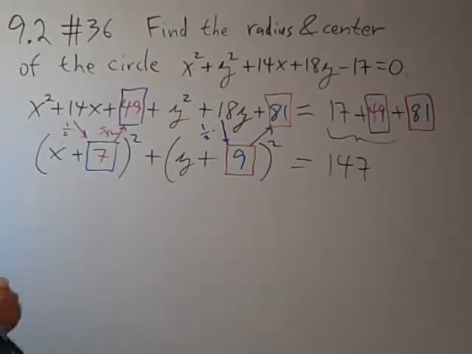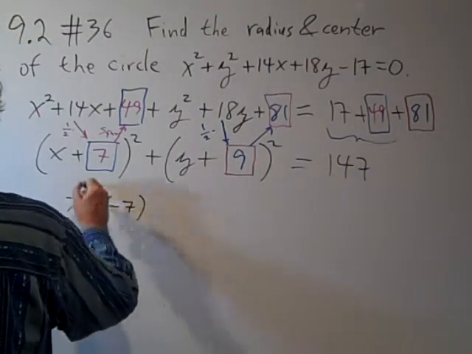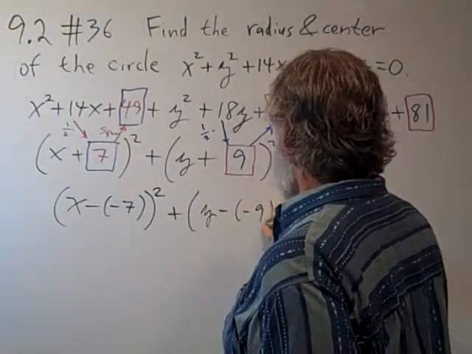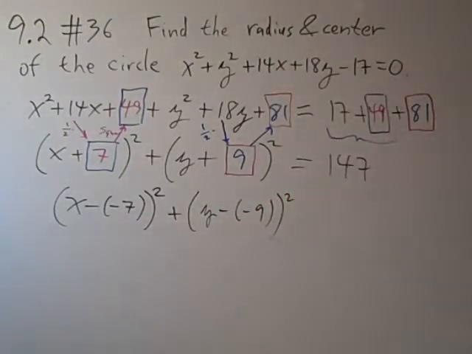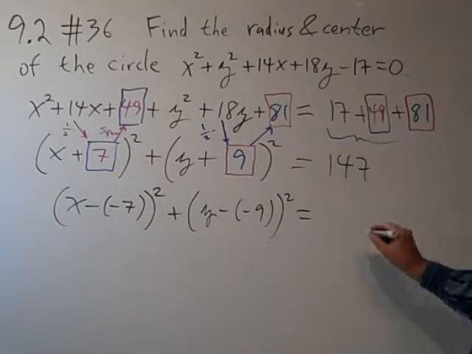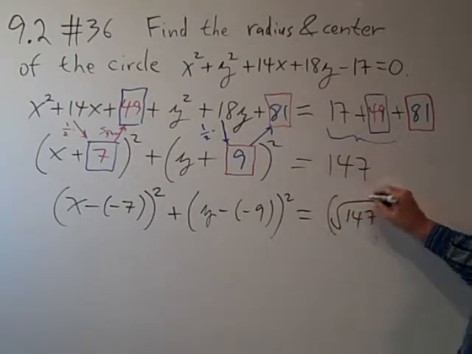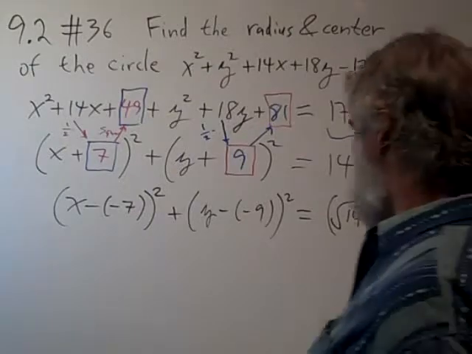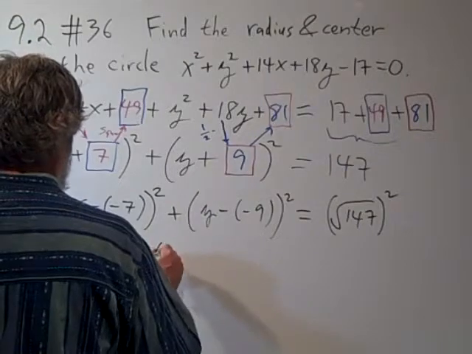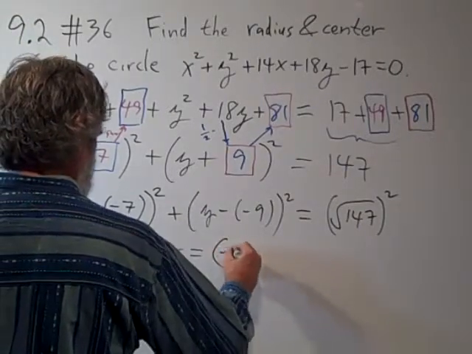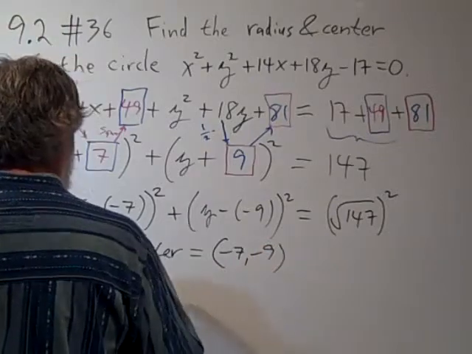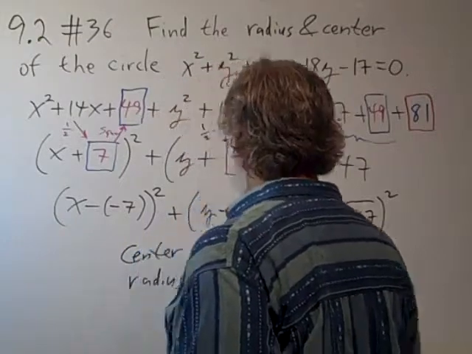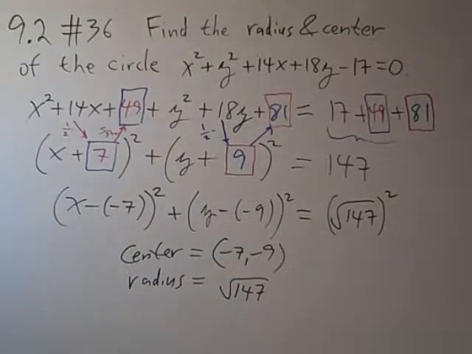So to finish this off, we write this as x minus a negative 7. It's negative for standard form. y minus a negative 9, which you have to write this way because there's a negative in the standard form there. And that's equal to what squared? It's the square root of 147 squared. So the center of this circle is the point negative 7 comma negative 9, and the radius is equal to the square root of 147. But maybe we can simplify that.